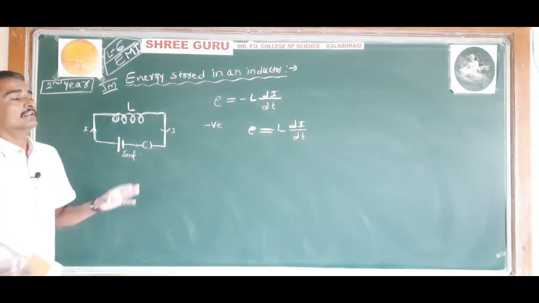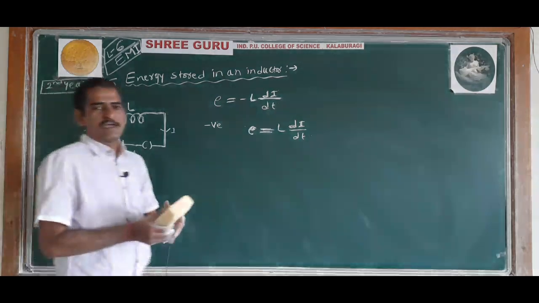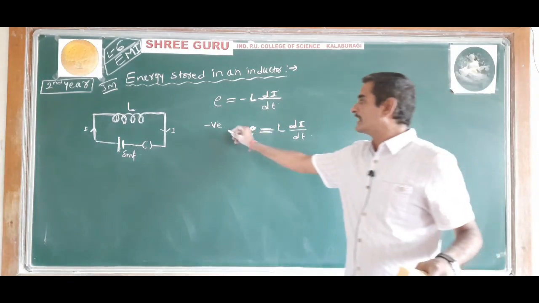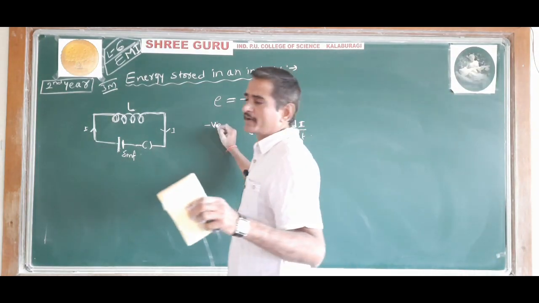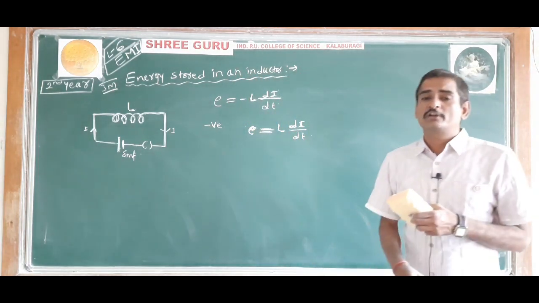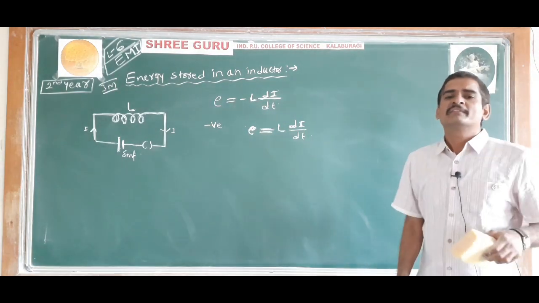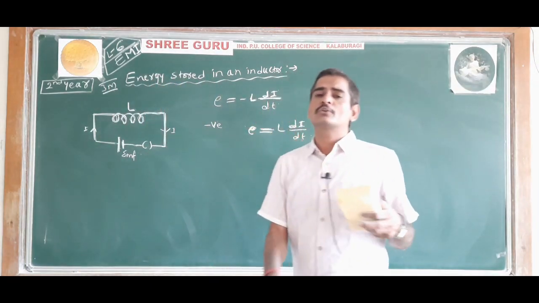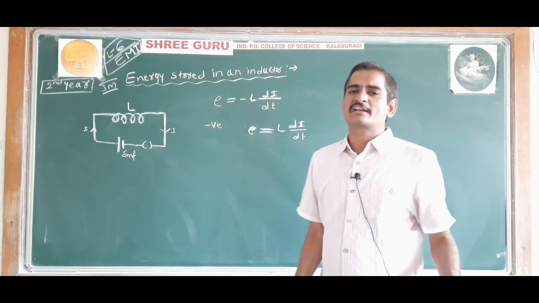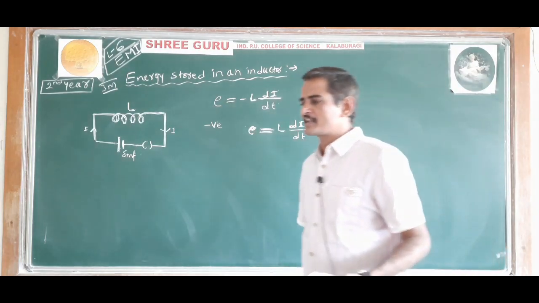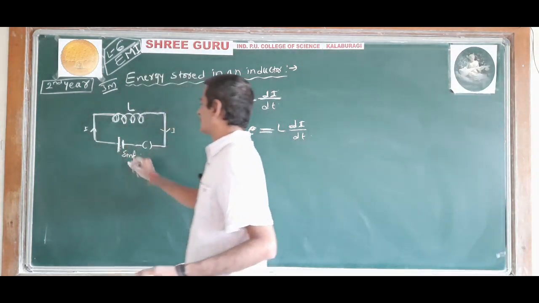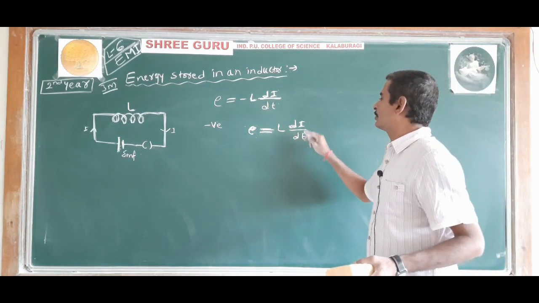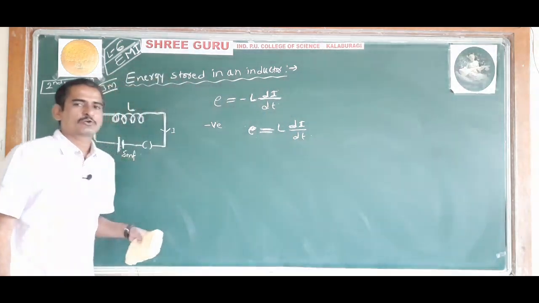Due to the induced EMF, the passage of current through the inductor is opposed. Thus, for the current to drive through the inductor, an external work has to be done. That is, an external energy has to be supplied, and that external energy is supplied by the EMF of the battery, and the EMF of the battery is given by E is equal to L di by dt.